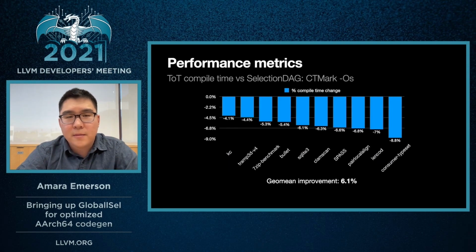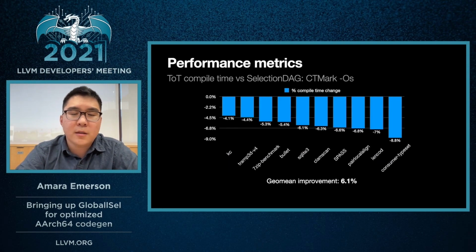Now let's look at compile time. This chart shows our compile time on CTMark -Os versus SelectionDAG. And as you can see, the overall picture is that on average, using GlobalISel improves compile time by 6.1%.